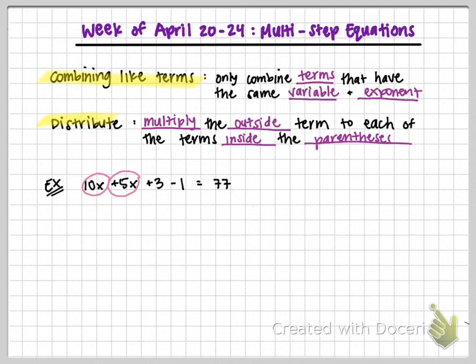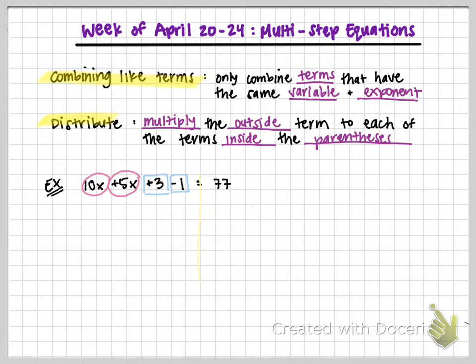And then I see a positive 3 and a negative 1. I'm going to combine those two as well. I do want you to take note that I will not be combining these with that 77 because they are on different sides of the equation. You only want to combine like terms on the same side of the equation.